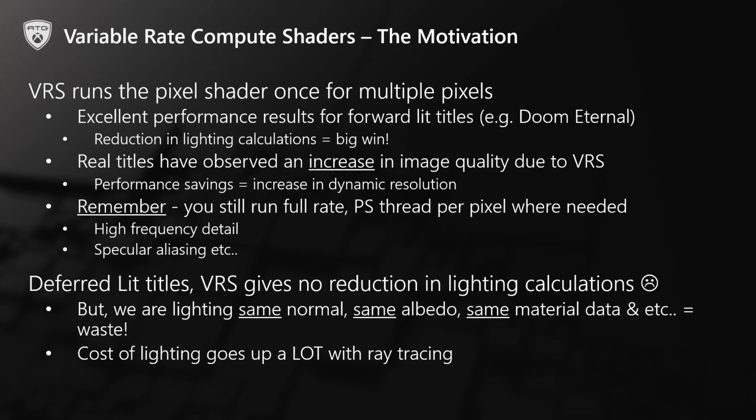However, a lot of games use what is called deferred lighting, and in this case variable rate shading gives no reduction in lighting calculations. What's happened here is that we've reduced the frequency of writing out GBuffer elements. So we have for multiple pixels the same normal, the same albedo, the same material data, and lighting all of this is pretty much a waste. You get a slightly different depth and a slightly different view direction to the pixel, but it really is wasteful.